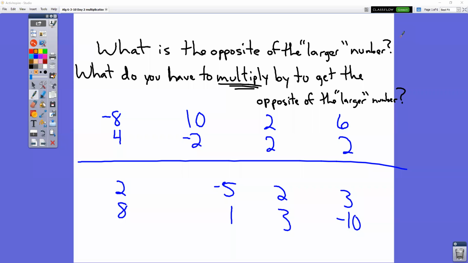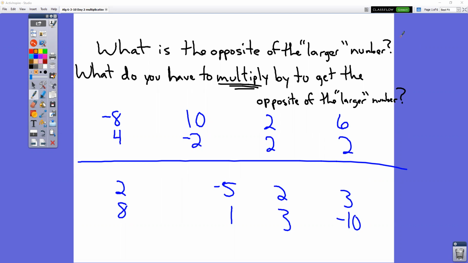This is a lesson for Algebra for 3-10, day 2. What you did yesterday was the elimination method. In the elimination method, you had opposites there already. You had like a 4x and a negative 4x, or a 5x and a negative 5x, or a 2y and a negative 2y. So you had those opposites already.